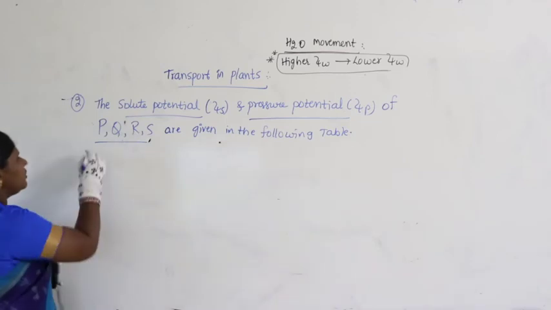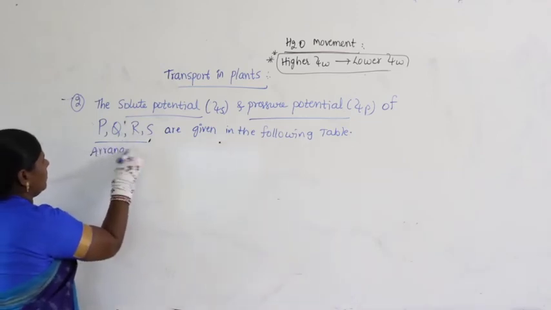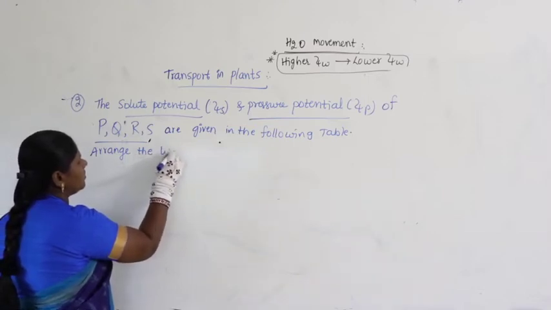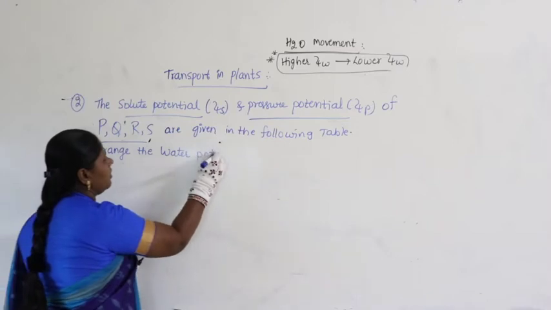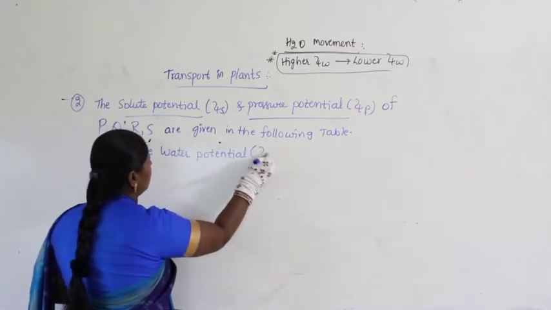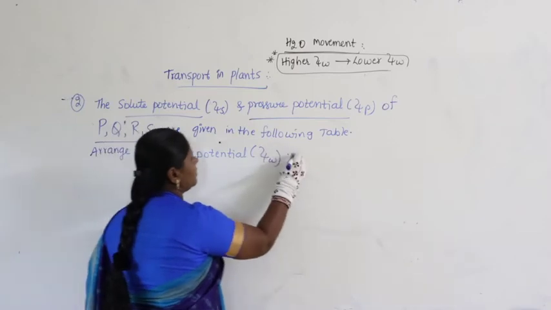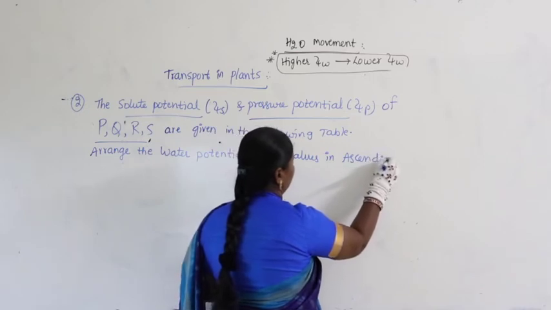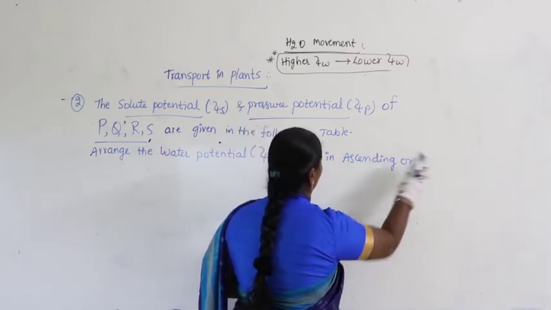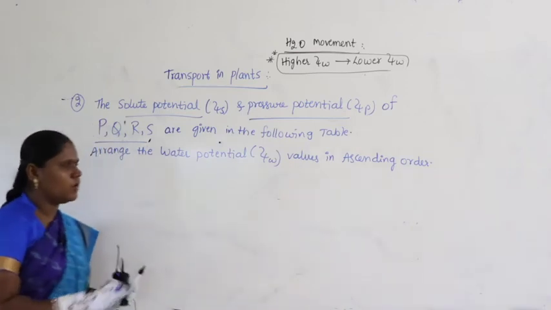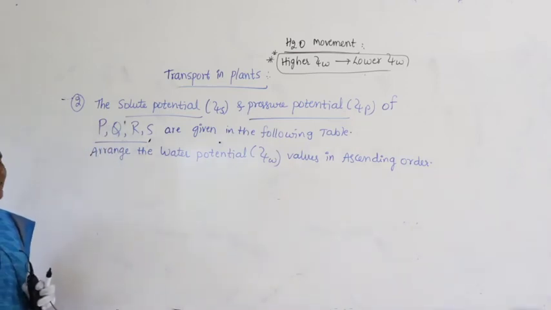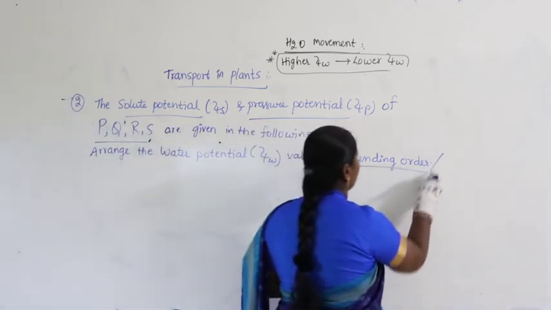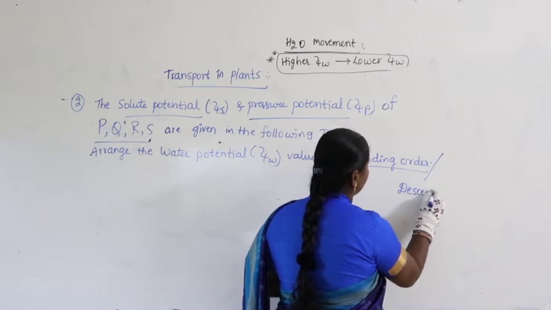Arrange the cells by water potential values. I am writing the complete question. Arrange the water potential, that is psi W, values in ascending order. That means from the one which has the lowest water potential to the one which has the highest water potential. In the question they may ask either in terms of ascending order, sometimes they may ask you the descending order.